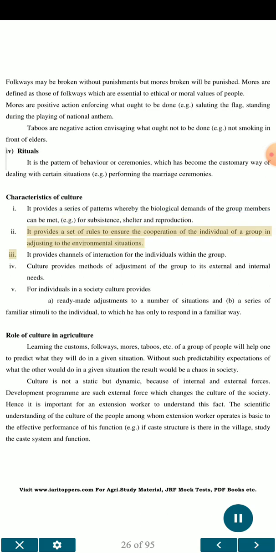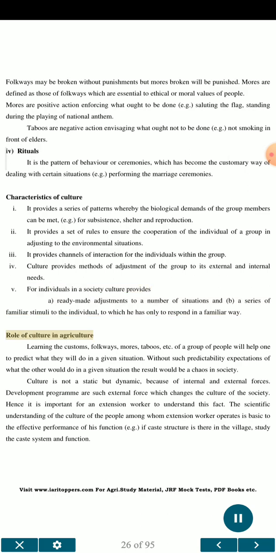II. It provides a set of rules to ensure the cooperation of the individuals of a group in adjusting to the environmental situations. III. It provides channels of interaction for the individuals within the group. IV. Culture provides methods of adjustment of the group to its external and internal needs. V. For individuals in a society, culture provides ready-made adjustments to a number of situations, and VI. A series of familiar stimuli to the individual, to which he has only to respond in a familiar way.